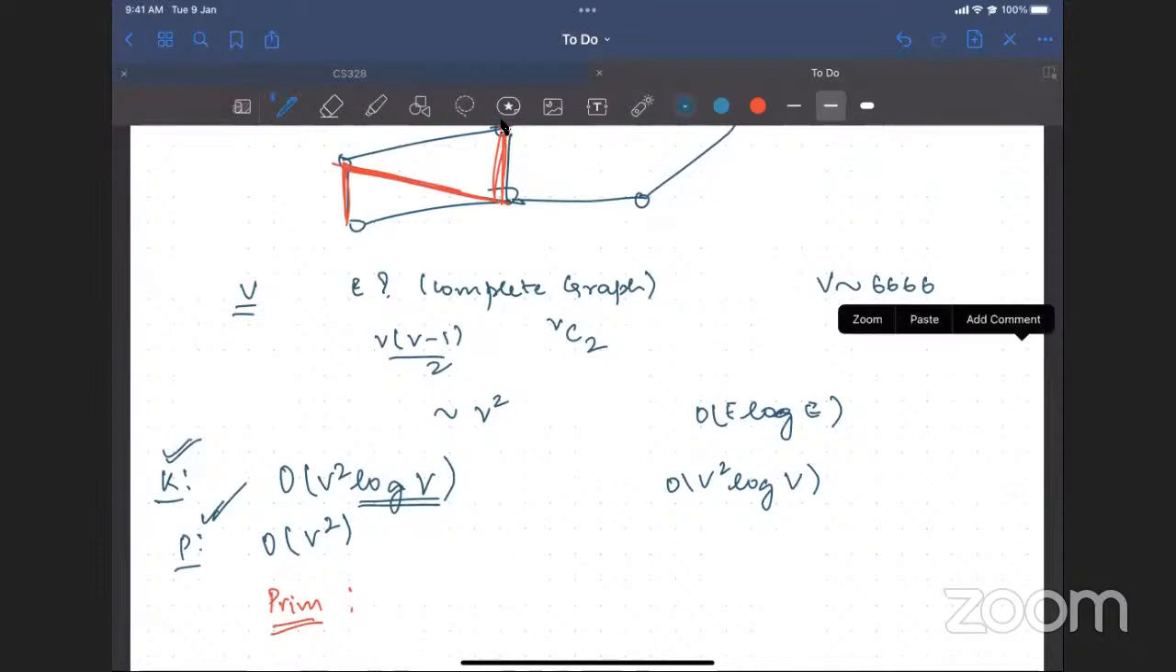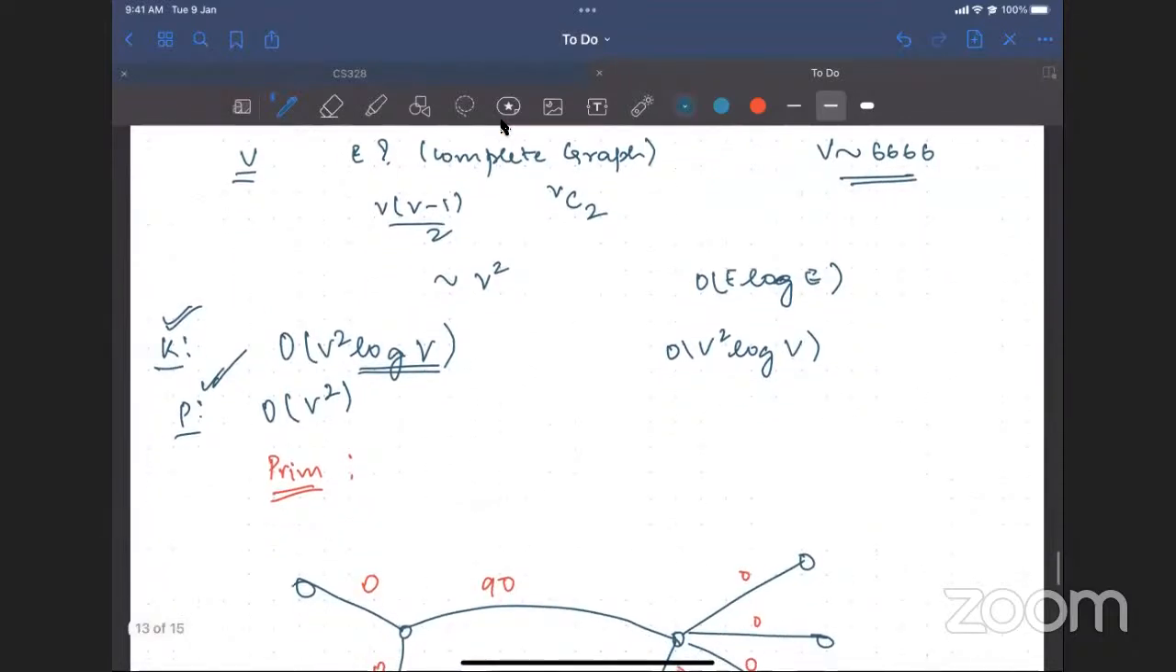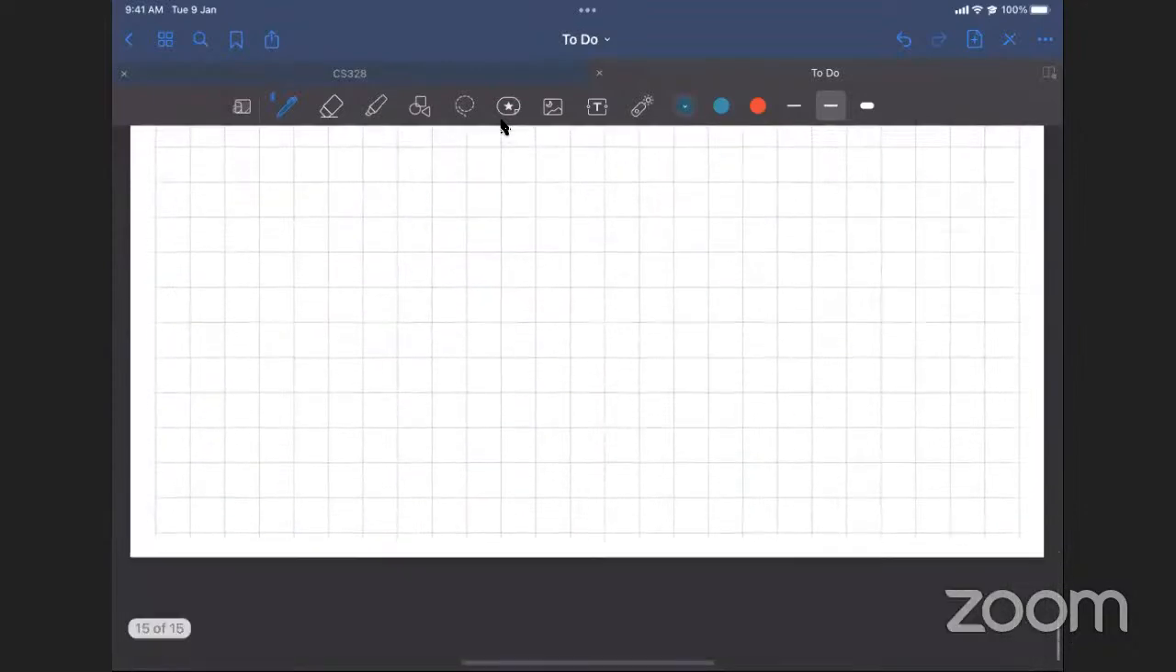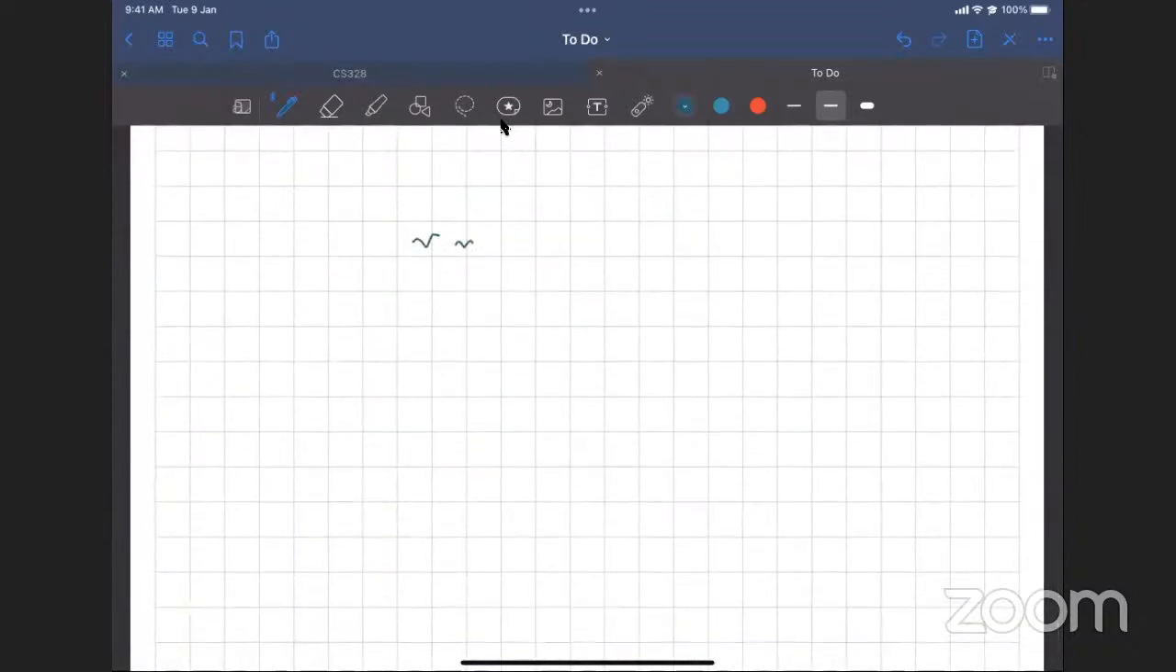Firstly, you calculate all the distances. If you have V vertices and you calculate distance for all pairs, how many calculations will you be doing? Approximately V square. It would in fact be V into V minus 1 by 2.